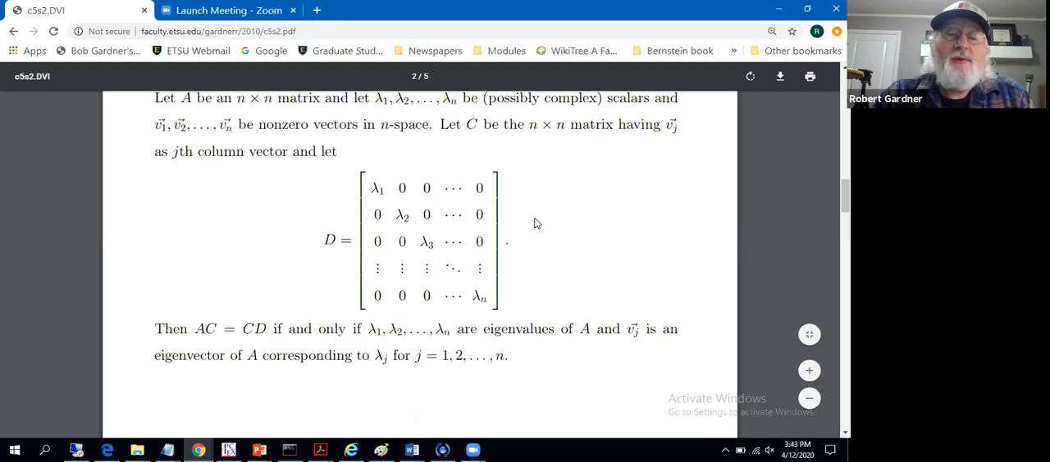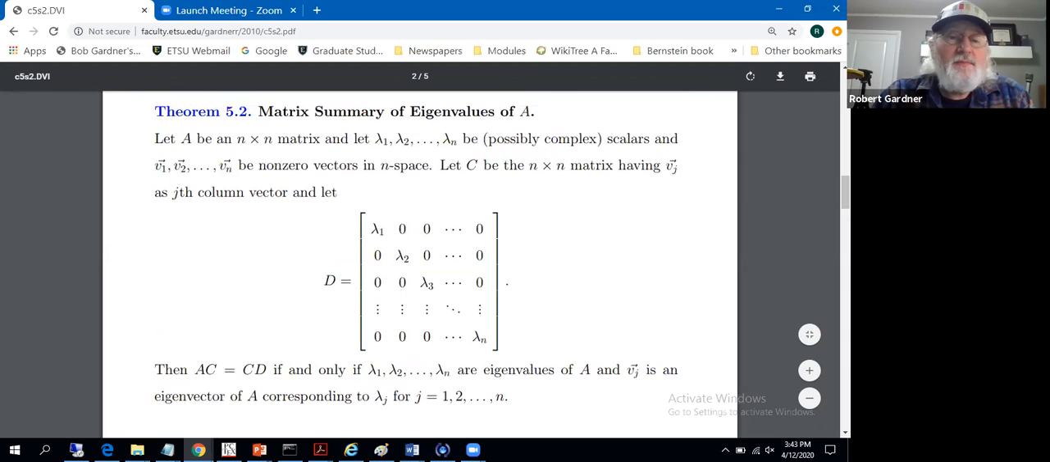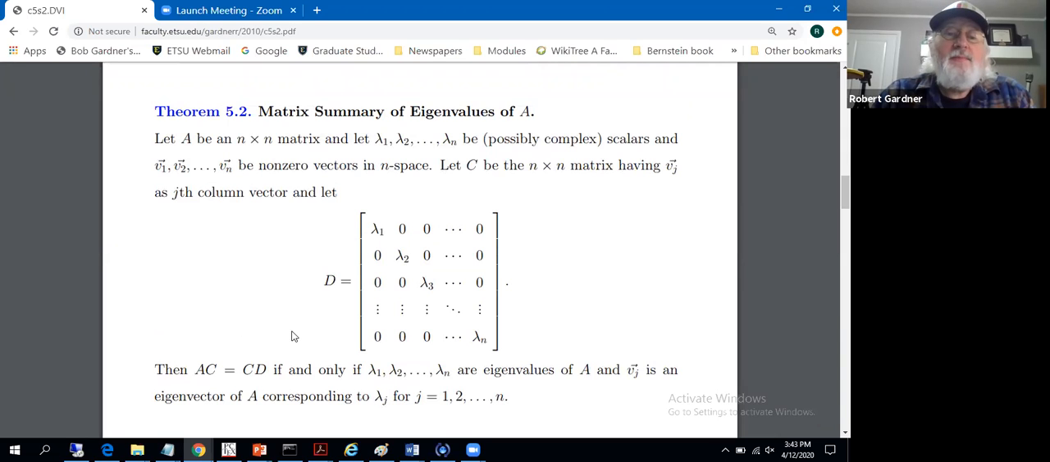Then we have the following relationship. Matrix A that we started with, times matrix C, which was created with these vectors, equals matrix C, which we created earlier, times matrix D, as given here. We get this equality in matrices, never mind why we want it, between those matrices A, C, and D, if and only if the lambdas are eigenvalues of A and the v sub j's are corresponding eigenvectors of A.